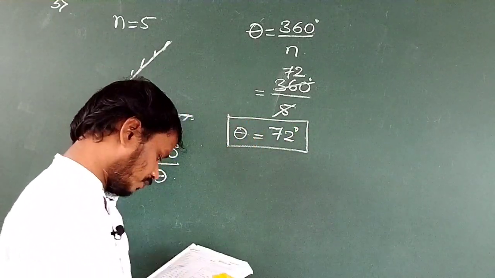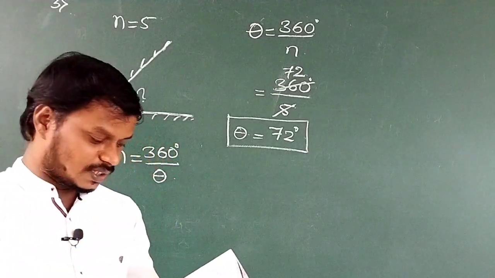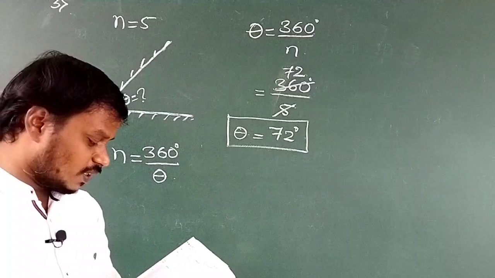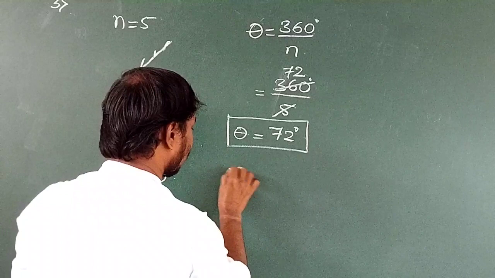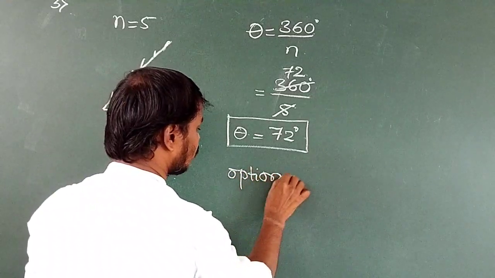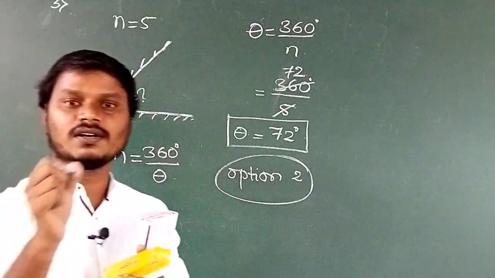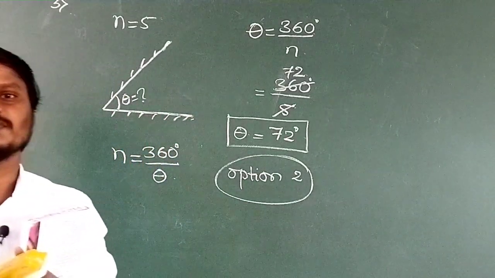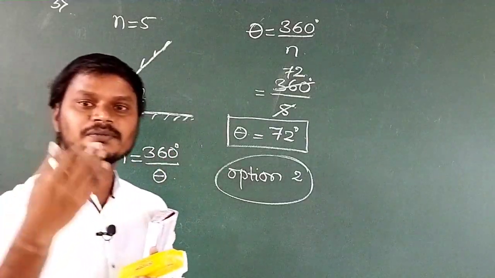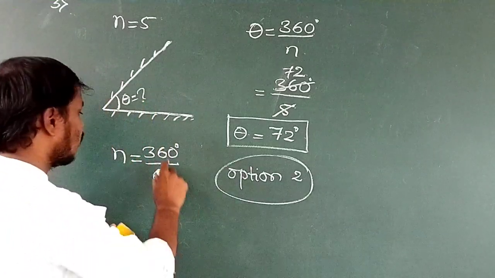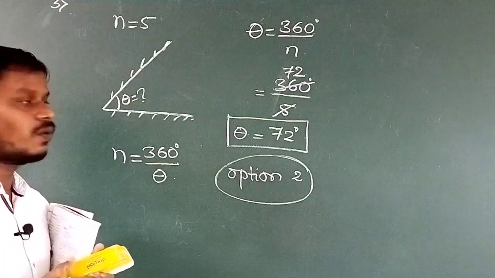Here options given: first option 30 degree, second option 72 degree, third option 90 degree, and fourth option 150 degree. Here the second option is correct, because the second option is 72 degree. Option 2 is correct. So remember one point: if the number of images is odd, then we have to use the formula n is equal to 360 degree divided by theta. If the number of images is even, we have to use n is equal to 360 degree divided by theta minus 1.